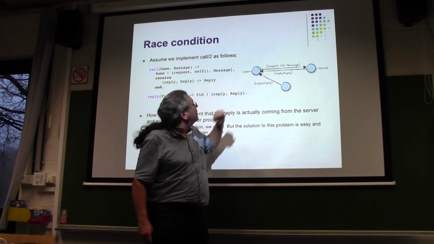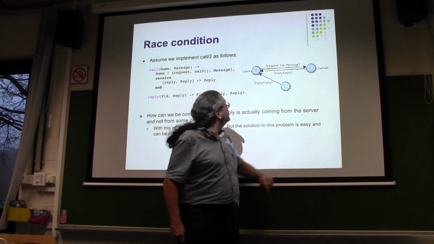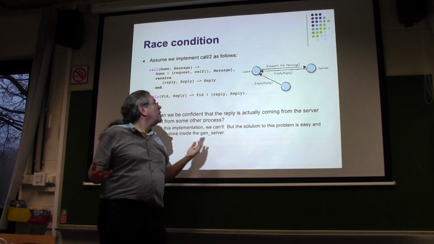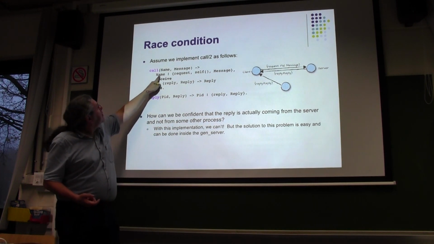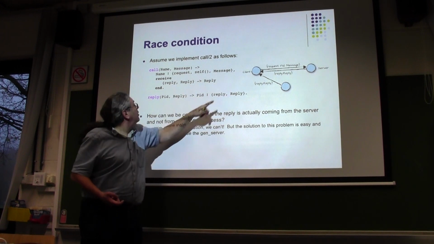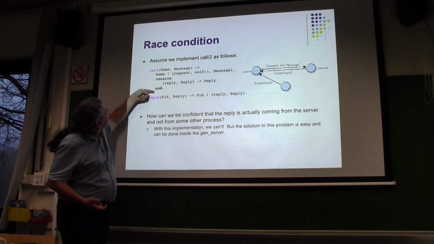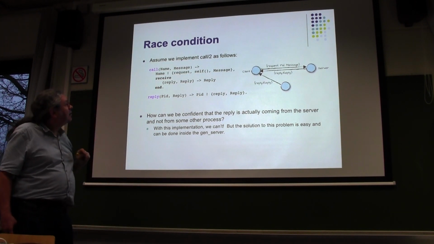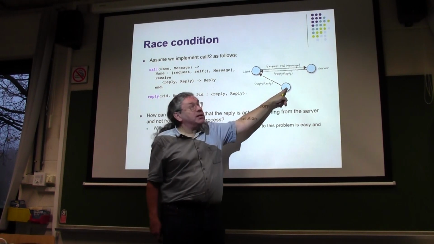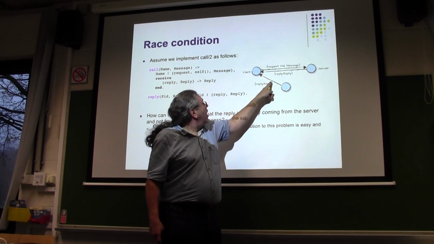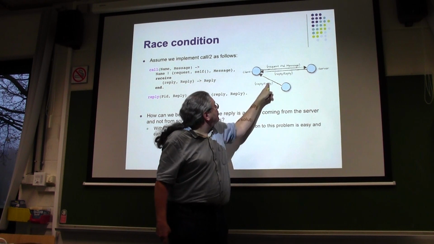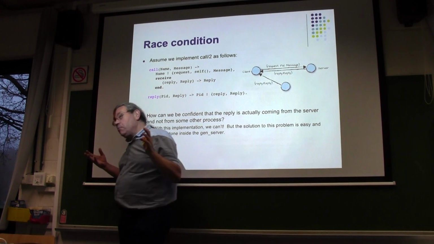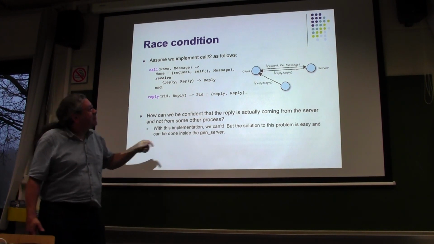I have a client and I have a server. The client sends a request to the server, so this is a tuple, and gets a reply back. This is a very usual kind of pattern in Erlang. But what if there's another process sending a message that has exactly the same form as this reply? How do we tell the difference? So this is kind of a race condition.